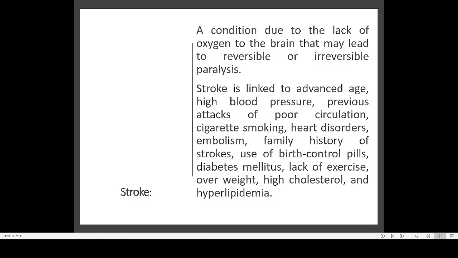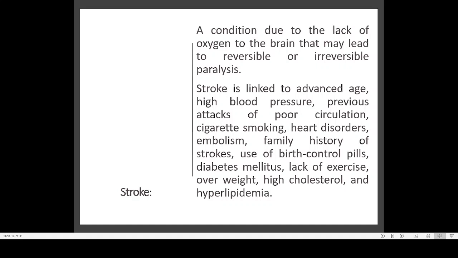Here what is happening is that because of higher blood pressure, some small blood vessels here will rupture. They will break and release all the blood into this area. So there is blood flow inside the brain tissue, and that is known as a hemorrhagic stroke. So these are two different categories of stroke.